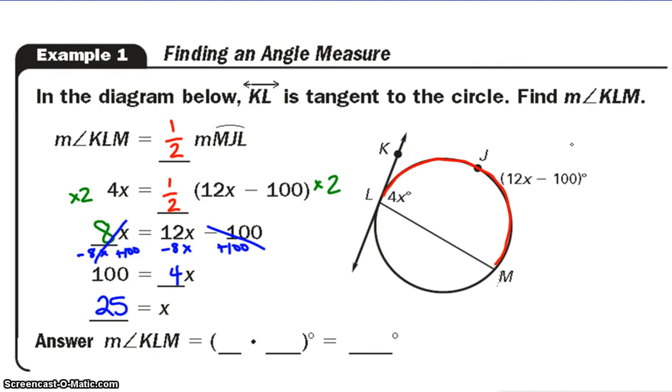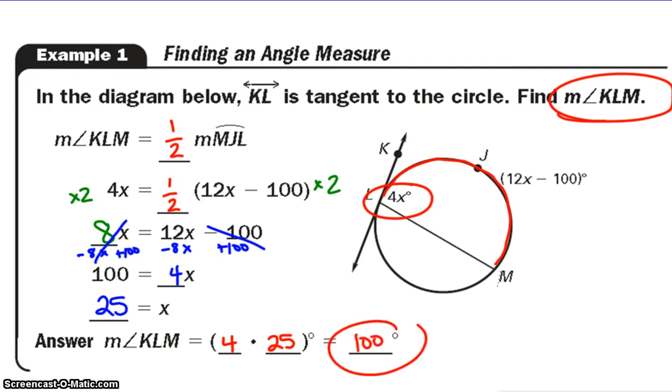Now here's the thing, I'm not looking for x, I'm looking for the measurement of the angle. The measure of the angle is 4 x's, so 4 times 25, because that's what we found x to be. So the angle must be 100 degrees, and then the arc KJM must be 200. Okay?